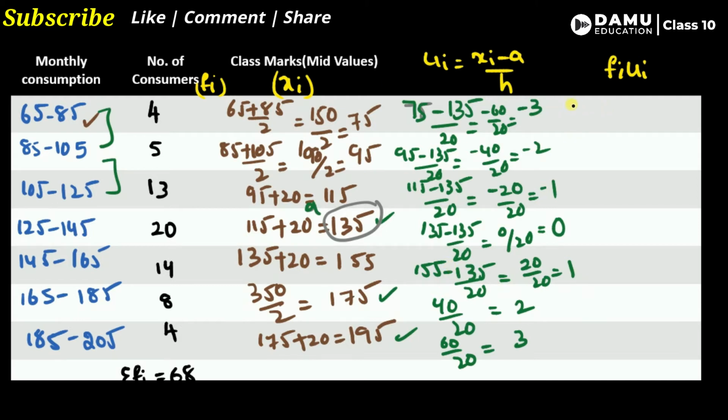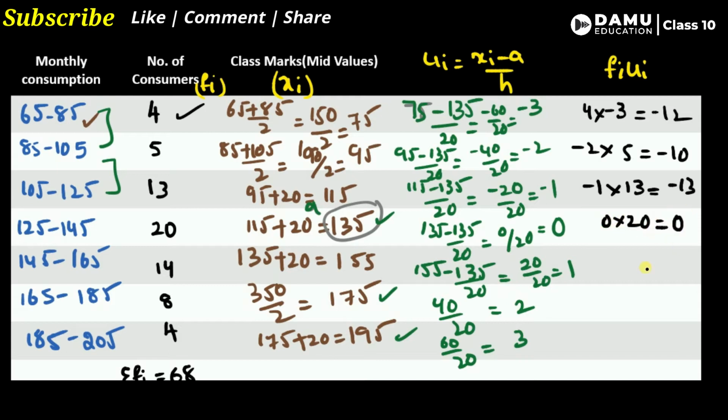So what is this here? fi ui. fi is 4. 4 into minus 3, then what will you get? Minus 12. So this is the value. Then minus 2 into 5 is minus 10. Then minus 1 into 13 is minus 13. We are multiplying the frequency values with these. So minus 12, minus 10, minus 13. Then 0 into 20 is 0. Then 14 into 1 is 14. Then 8 into 2 is 16. Then 3 into 4 is 12.